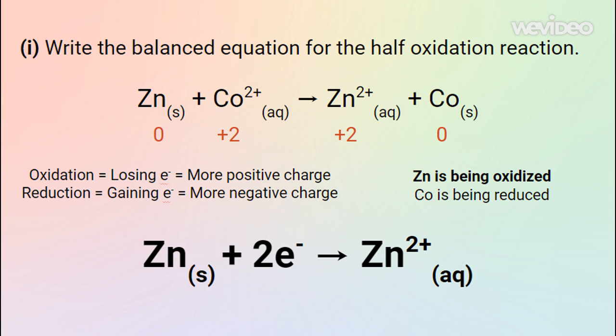Oxidation means the element loses electrons and has a more positive charge on the product side compared to the reactant side. If we look at the equation for the reaction, we can see that the charge of Zn goes from 0 to +2. Because of the increase in charge, Zn is being oxidized. The half oxidation reaction is solid zinc plus 2 electrons yields aqueous zinc 2+.